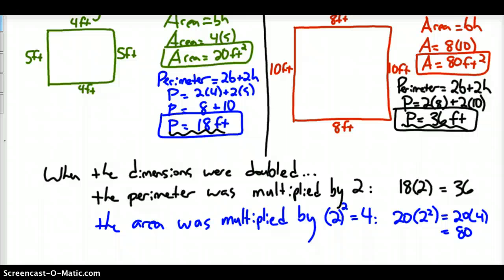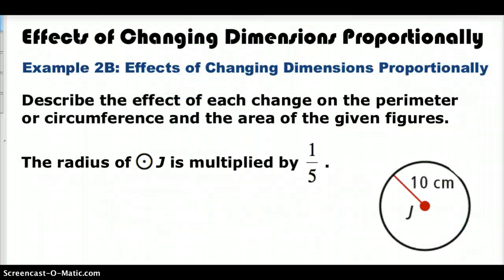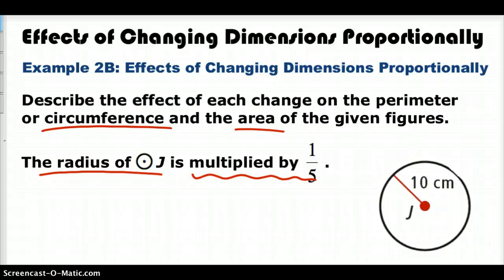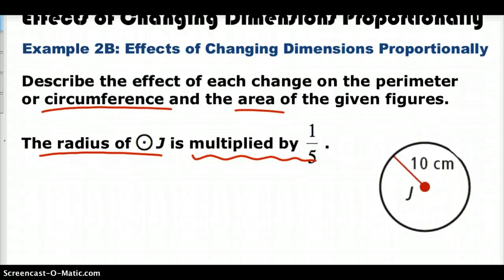Let's maybe look at a different example here and see how this one goes. This one says, describe the effects of each change on the perimeter or circumference and the area of the given figures. It gives us the radius of J, and it's telling us it's multiplied by 1/5. This time it's a circle, so we're going to look at the circumference and the area.